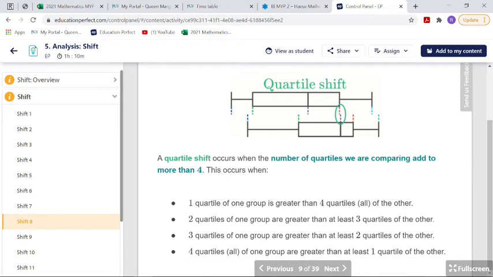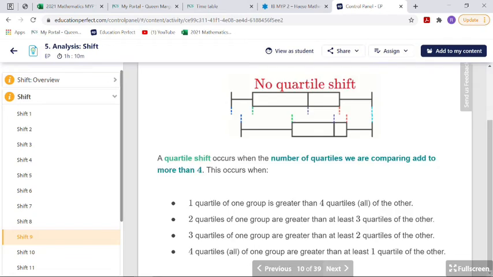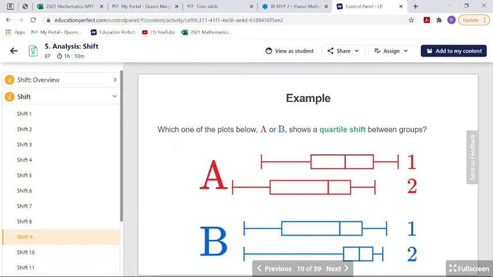All right. So here's the breakdown. One of them is greater than four of them. Two of them is greater than three of them. Three of them are greater than two of them, etc. So you need a full shift across in order for it to be a quartile shift. Right? So which one of the plots below, A or B, shows a quartile shift between groups? Does A show a quartile shift between groups? So here's the first quartile. Is it bigger than the second one? Not bigger than the second one. Third one still overlaps. No. How about down here? Yeah, if you look, these three quartiles are bigger than two of these. Yes?